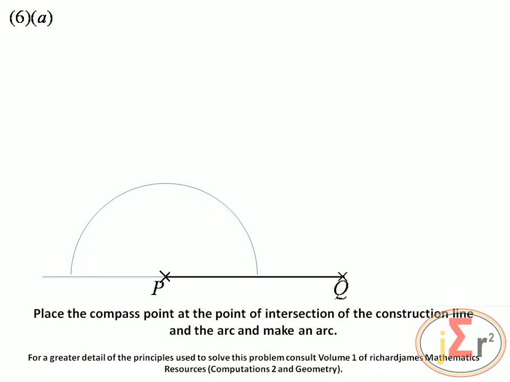Place the compass point at the point of intersection of the construction line and the arc and make an arc. So we have the construction line right here and the arc there. So that's the intersection of the construction line and the arc. So let us put the compass point there, the red dot. The red dot is our compass point and we are going to make an arc. Good.